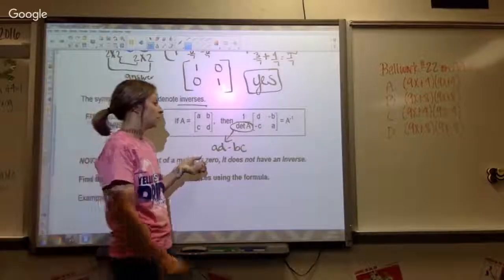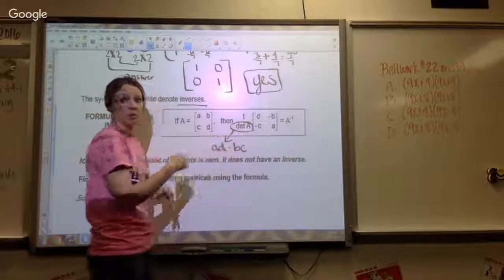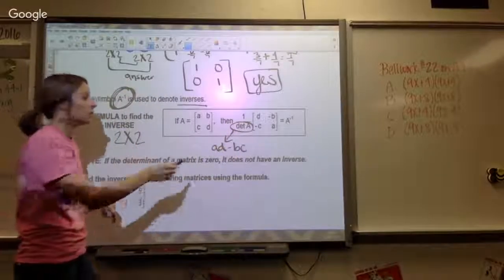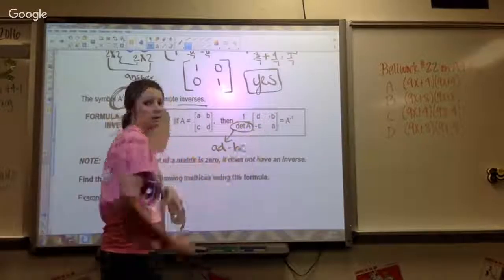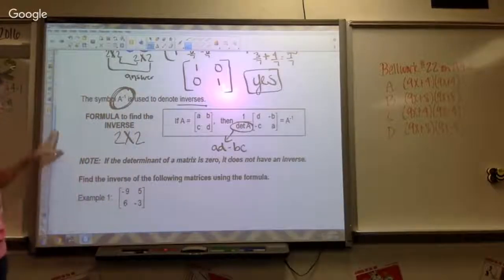Once you've plugged it into that formula, you will distribute this scalar. Because remember, a number on the outside of your matrix is a scalar. You'll distribute it to all of your elements inside your matrix. That should give you your inverse matrix.